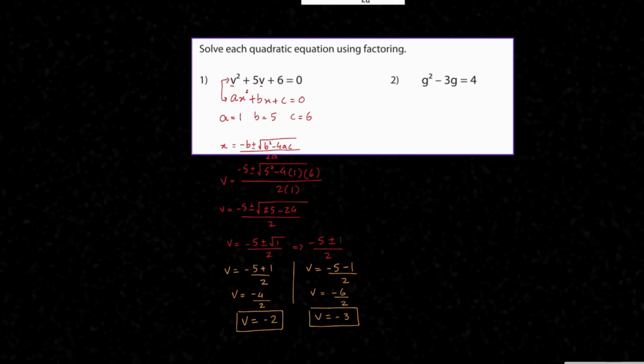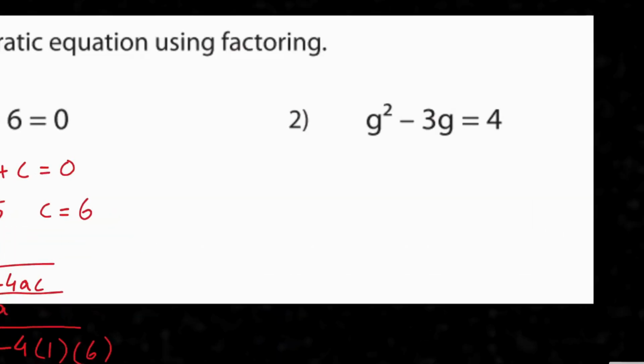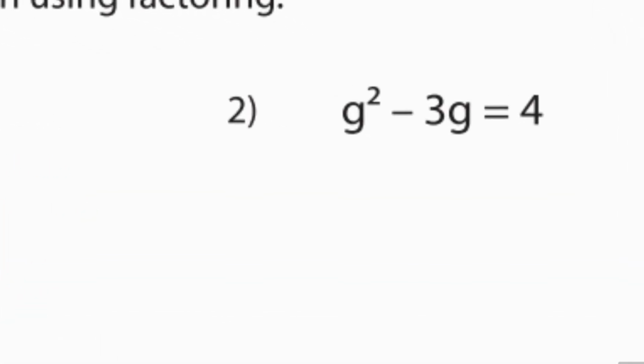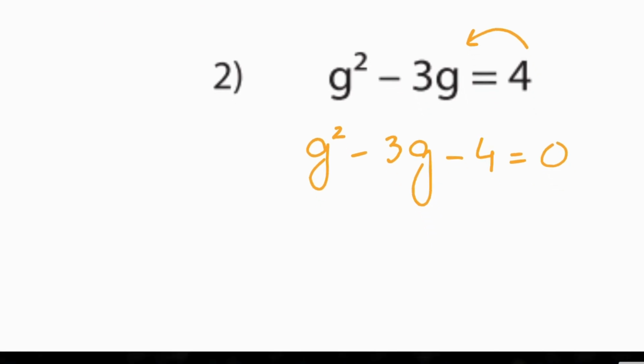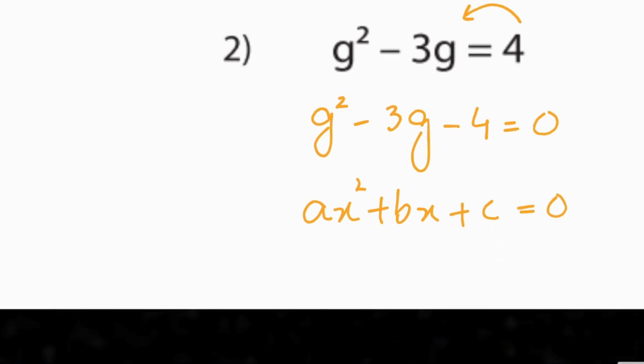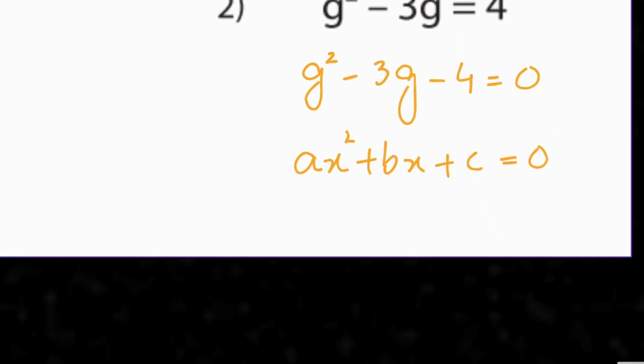Now I'm going to move towards the second one. Let me zoom in. Again, I will just rearrange it. So g square minus 3g. If I move this 4 to this side, it becomes negative 4, or you can say I'm subtracting 4 on both sides. The standard form looks like ax square plus bx plus c equals to 0. This is how the standard form of a quadratic equation looks like.